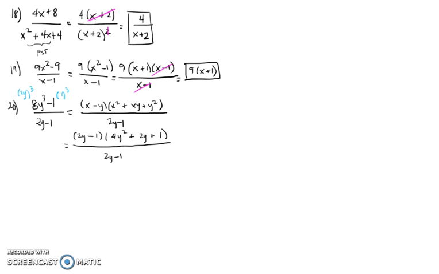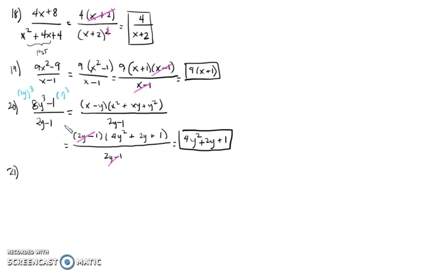And then as you can see, we can cancel out 2y minus 1. Therefore, the final answer would be 4y squared plus 2y plus 1. Okay, so it's easy. Let's proceed.